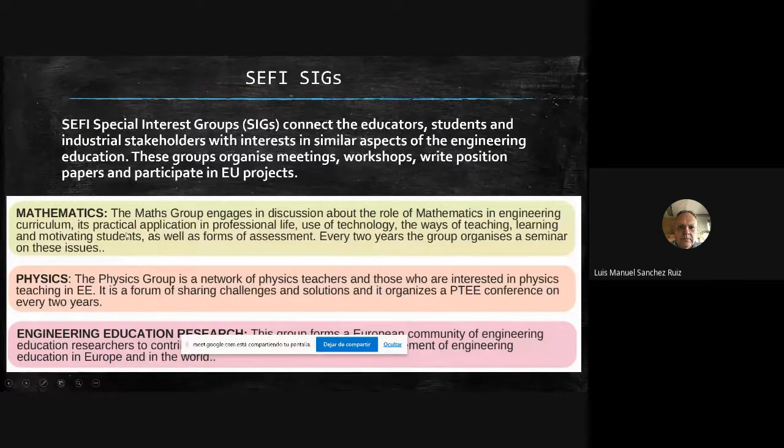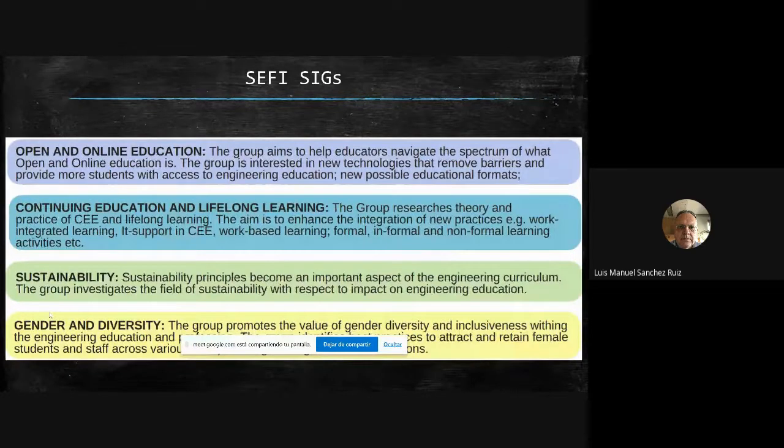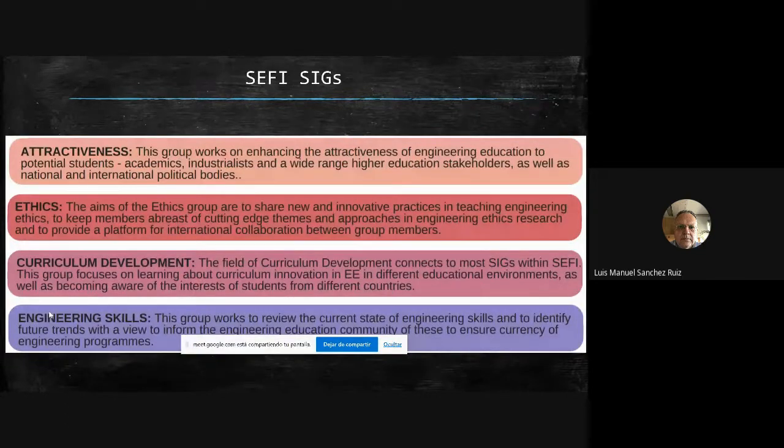In addition to the mathematics group, we have the physics special interest group, and engineering education research, for people doing research in engineering education. We have open and online education, continuing education and lifelong learning, sustainability, gender and diversity, and attractiveness. Attractiveness has to do with trying to attract the best students, to make engineering studies appealing, so that the best students apply for engineering.